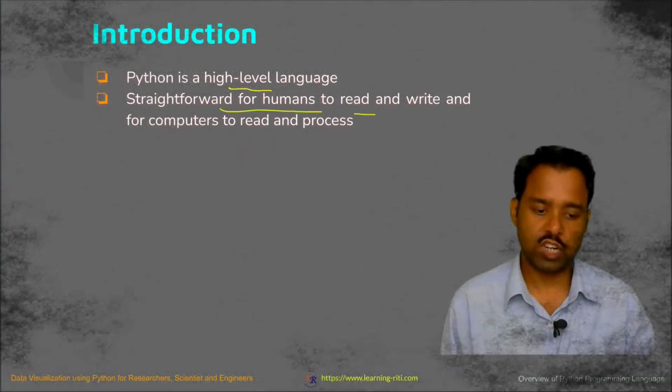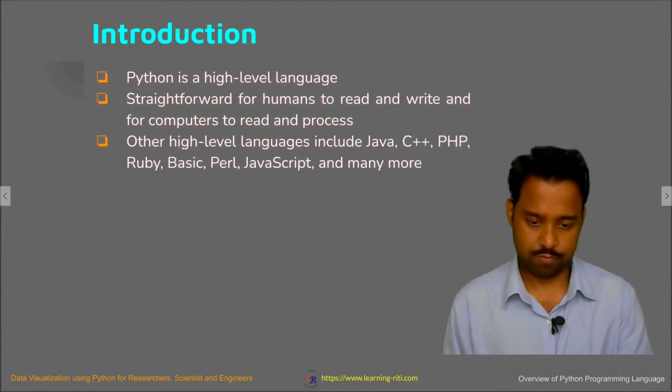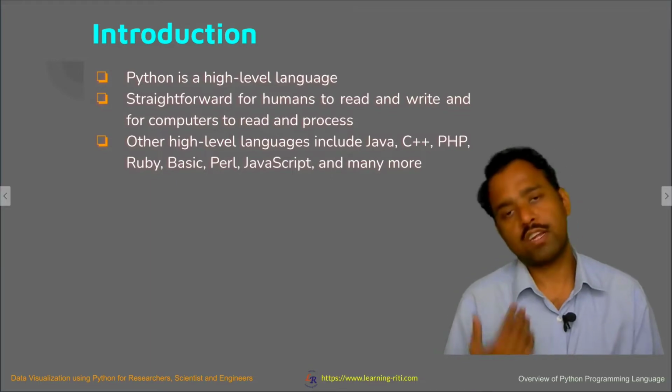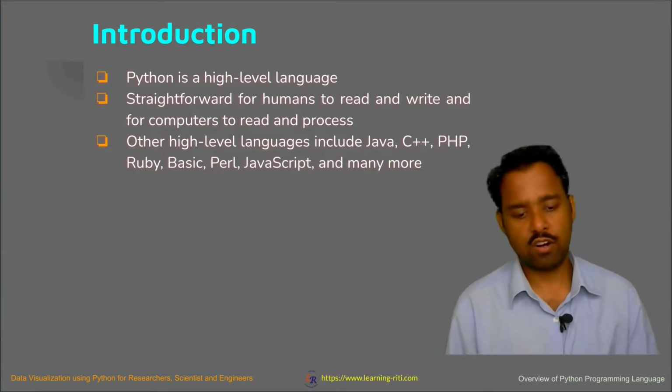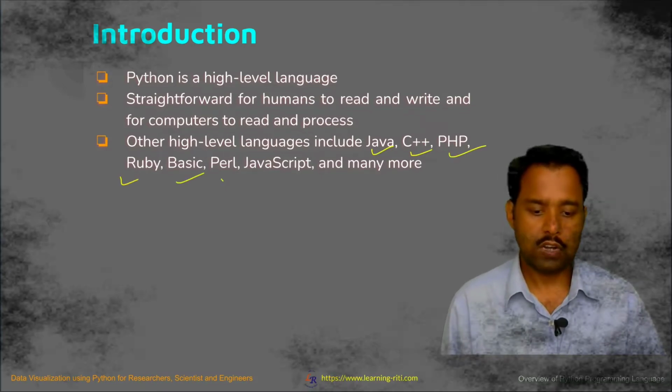High level language means it is straightforward for humans to read and write, and also for the computer to read and process. For example, there are other high level languages you might have heard of, like Java, C++, PHP, Ruby, Perl, JavaScript, and many more. So these are all high level languages.